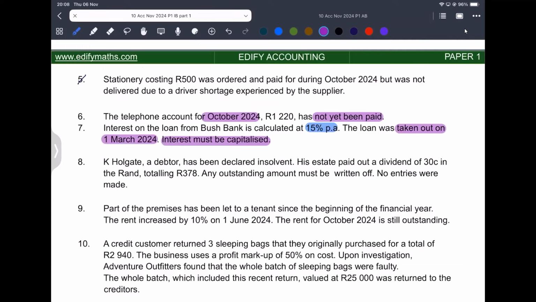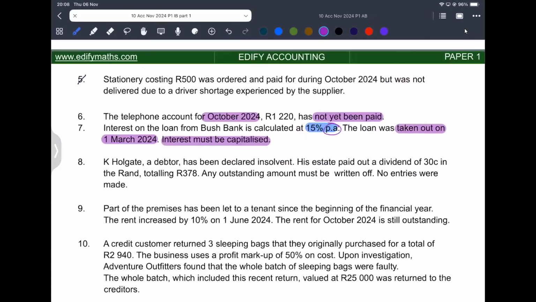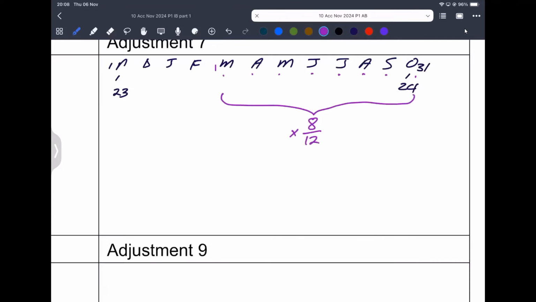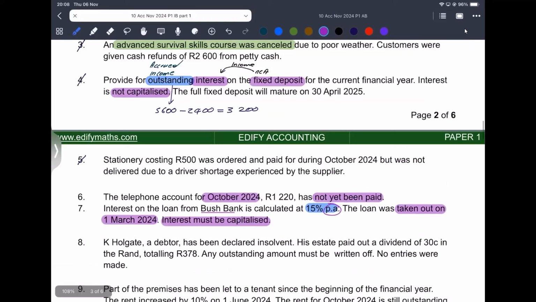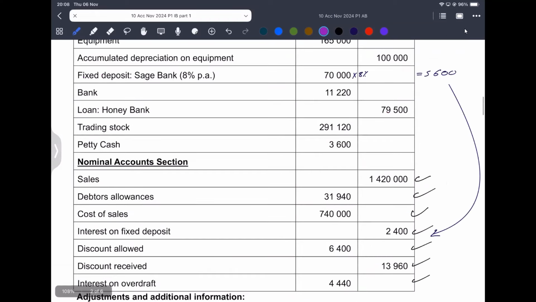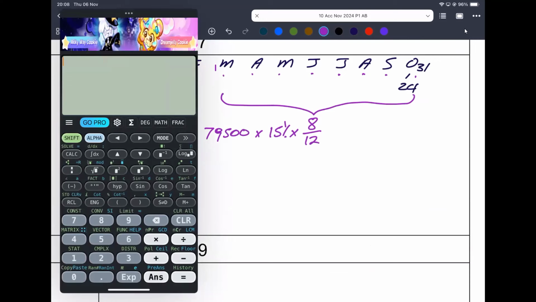The interest they said per annum means for the whole year. So I'm going to divide this by 12. And they said interest is 15%. I will multiply this by 15% and take the loan amount from Bush Bank. I don't remember seeing Bush Bank. I think I saw Honey Bank. Okay, so this is wrong. It's supposed to be Bush Bank. And the amount is 79,500. So you'll multiply this by the amount that you took for the loan, which is 79,500. Let's see how much it gives us.